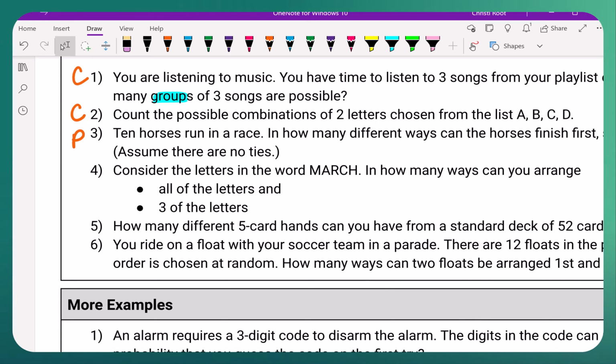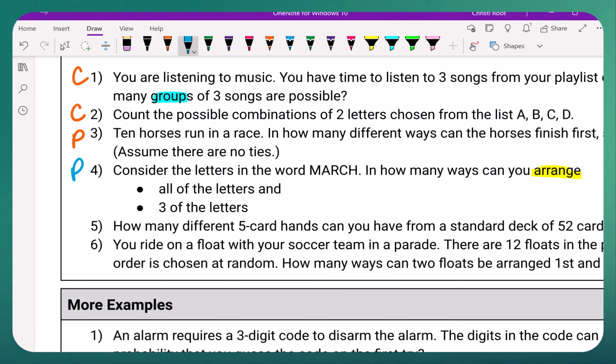How many different ways can you arrange them? Is that a permutation or a combination? Okay, so this one right here has a clue, arrangement. Anytime you arrange anything, the order absolutely matters. So this is going to be permutation. Okay, number 5 is tricky.